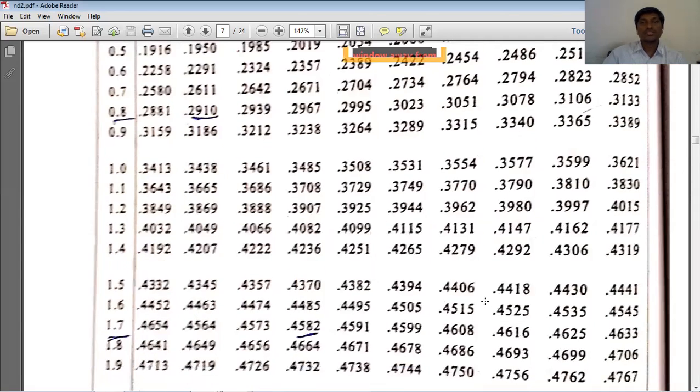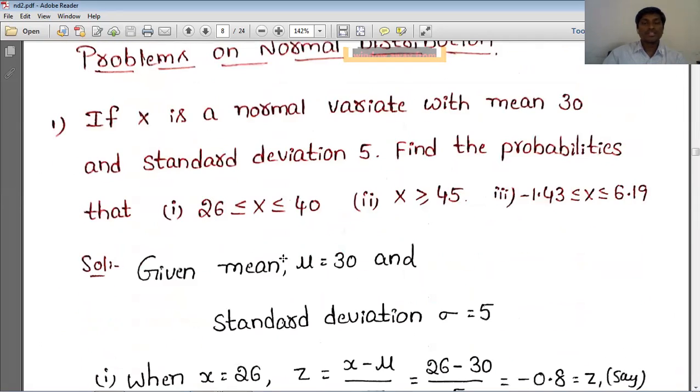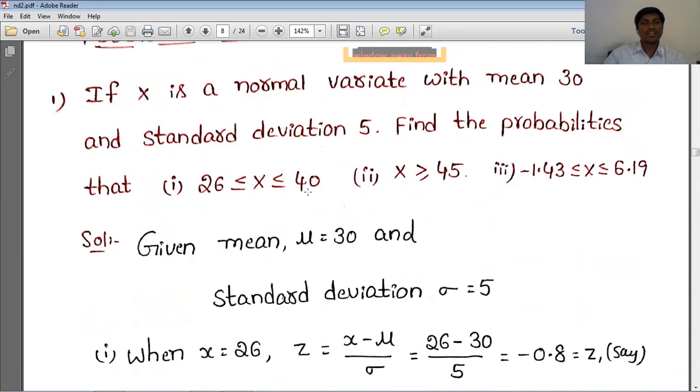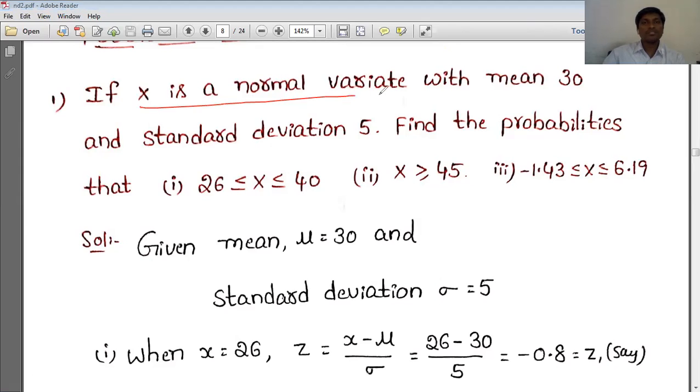Here is the first one. If x is a normal variate with mean 30 and standard deviation 5, find the probabilities that 26 ≤ x ≤ 40, x ≥ 45, and -1.43 ≤ x ≤ 6.19. If you observe clearly, x is which variable? Normal variable. And what did they give in the problem? Mean, which is mu. So mu is equal to 30. Next, standard deviation, which we denote as sigma. So sigma is equal to how much? 5.